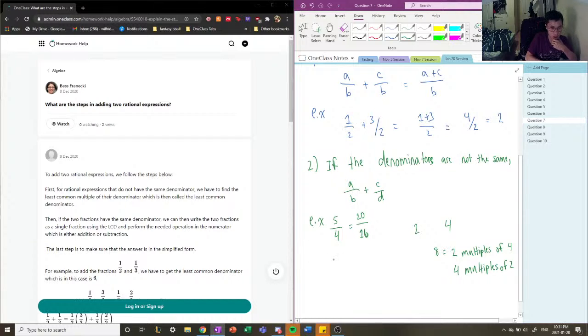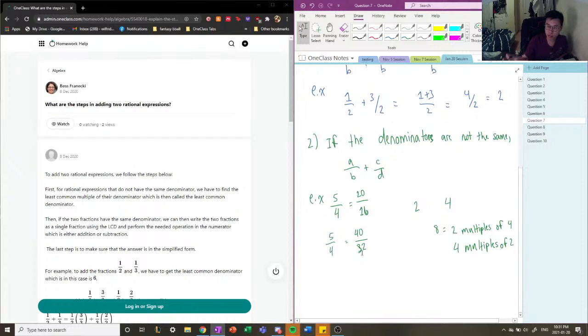Okay, let's do another one. We have 5 over 4, and we want to convert it to, let's say, 32 as the denominator. How do we convert the numerator? Well, 4 times 8 is equal to 32. So we have to multiply our numerator by 8, which is going to be 40 over 32. So these are equivalent rational expressions. Now that we have talked about how to convert denominators and convert the rational expression to be equivalent, we can now talk about finding the least common multiple and converting our rational expressions.